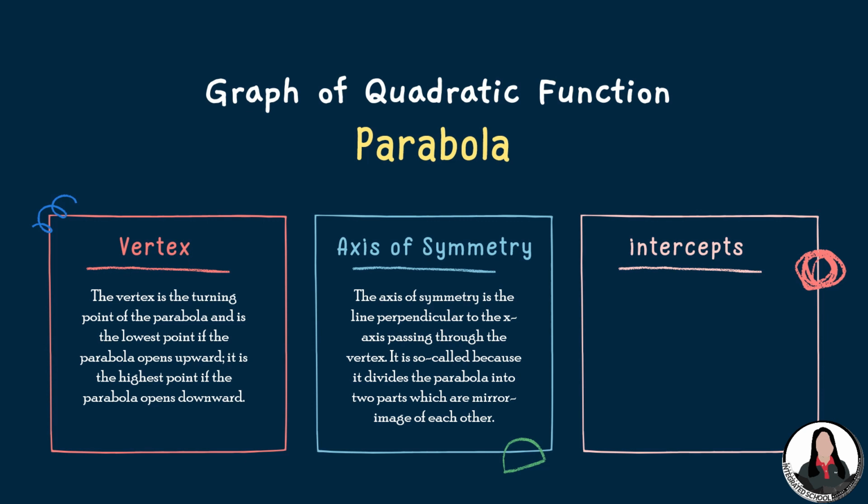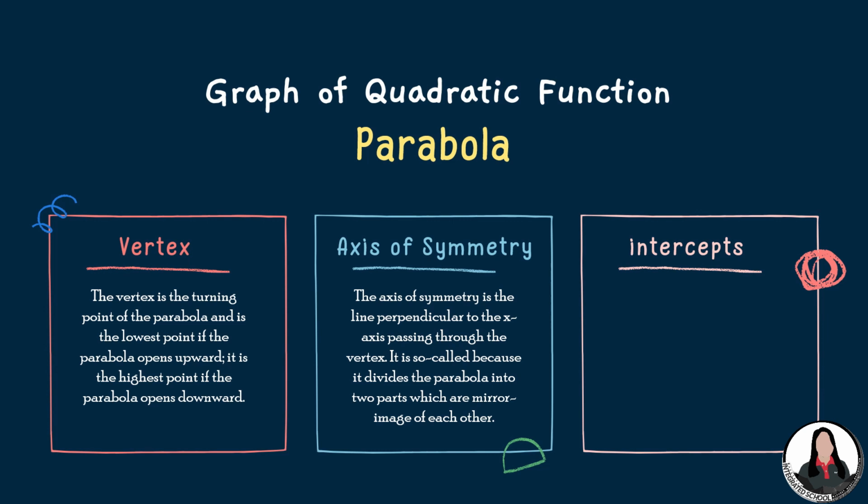When we say perpendicular or perpendicular lines, these are two lines that intersect at one point and create a 90 degrees angle. It is so called the axis of symmetry because it divides the parabola into two parts which are mirror images of each other.